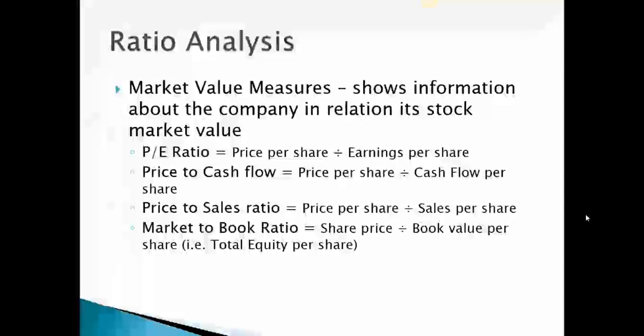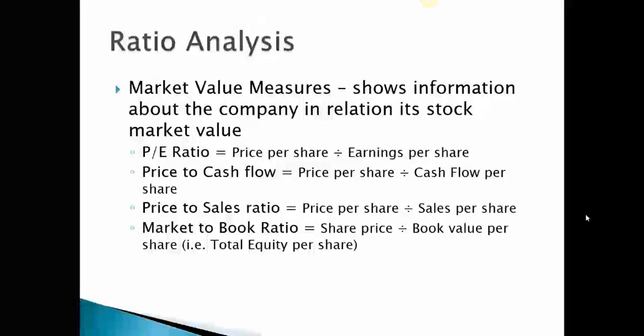The price to sales ratio is not a particularly common ratio. Sometimes it's used particularly for younger companies. Maybe they don't have earnings yet or a lot of cash flow yet, but we can look at the sales and get some sense of valuation and compare it to other firms. So it's just the price per share divided by the sales per share.